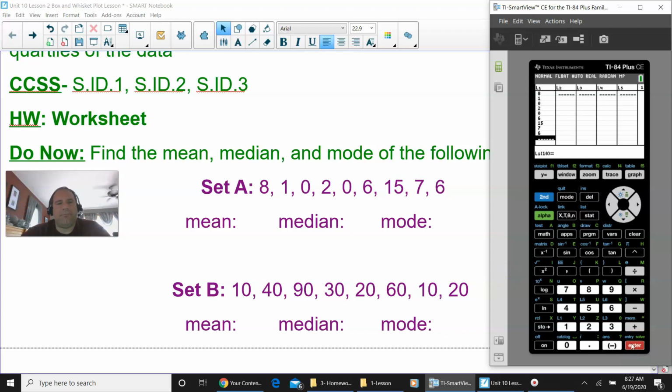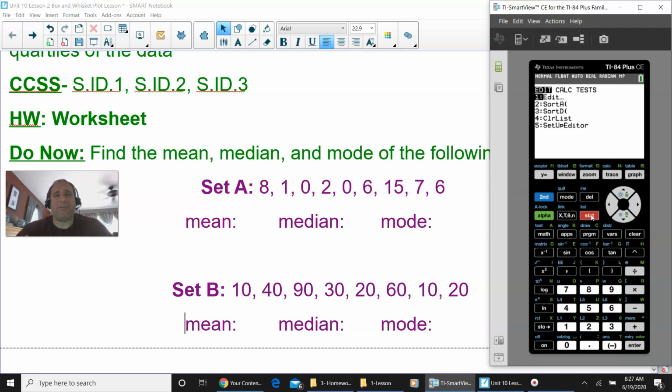Okay, so median and mean are on the same page, but let me just go ahead and press stat again because I want to rearrange these numbers, and I want the calculator to do it for me. I'm really lazy. I want the calculator to do every single bit for me that it can.